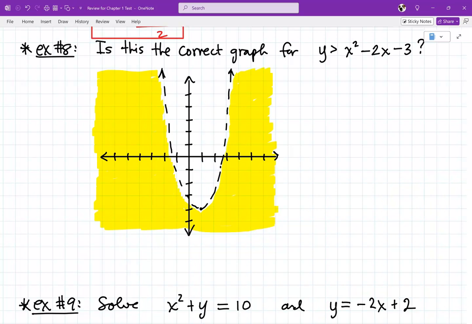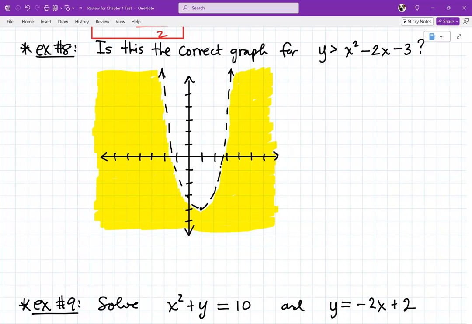So is this the correct graph for this function? Now, on your test, it's going to be a multiple choice test for this question. Actually, for 2 questions, there'll be multiple choices. They're going to give you 4 different variations of the same picture. One of them will look like this. The next one might be shaded inside. The next one might have a solid line with the shading below. The next one might have a solid line with the shading above. There's 4 variations they can give you. A, B, C, D. You're going to pick the right one.